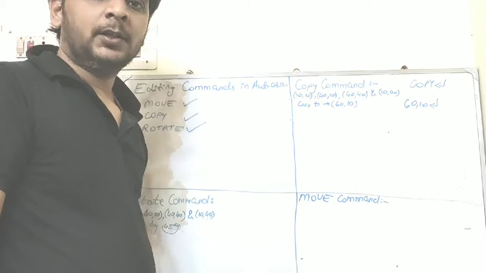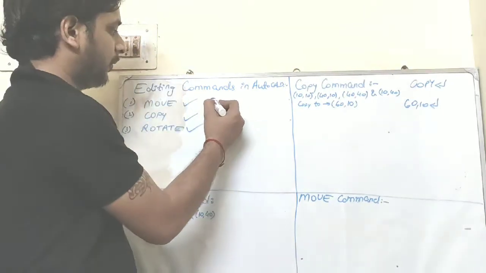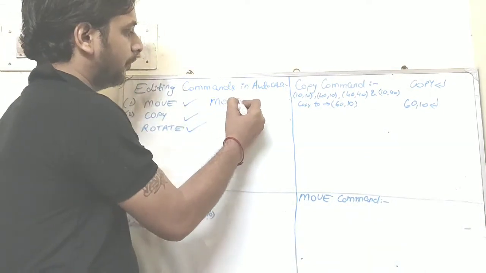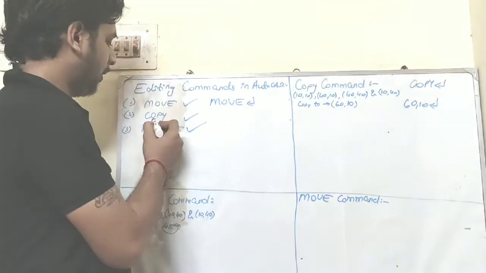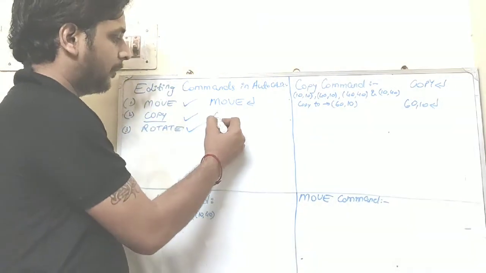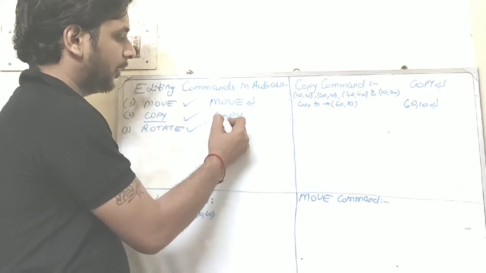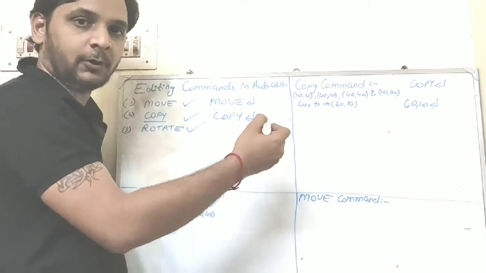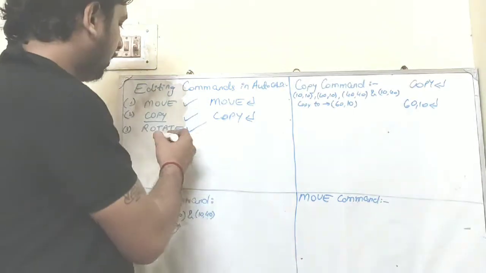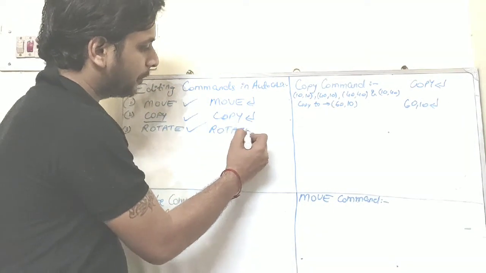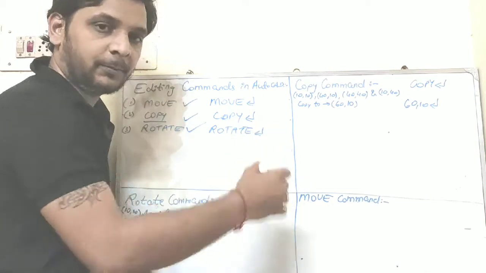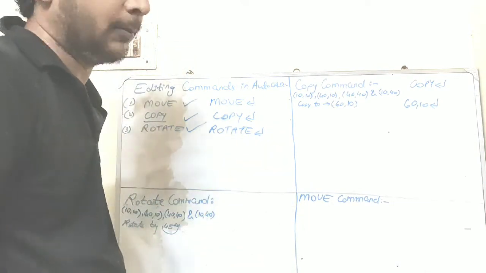So the format of this move command in AutoCAD is at the command prompt type move and press enter key. This is the format of move command. The format of copy command is at the command prompt type copy and press enter key. This is the format of copy command. And the format of rotate command is at the command prompt type rotate and press enter key. This is the format of rotate command.